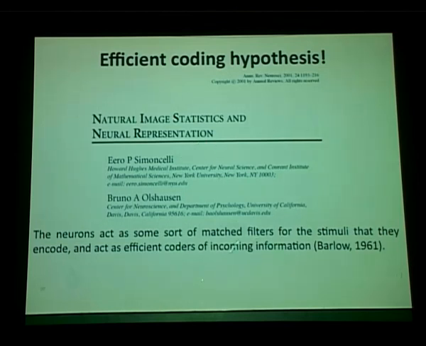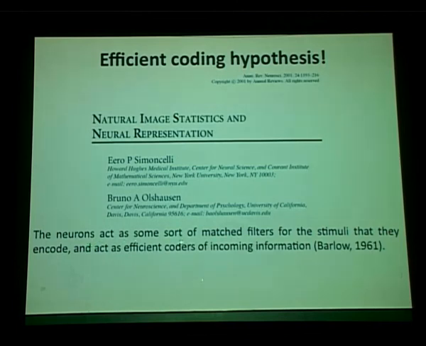There is a field on its own, the efficient coding hypothesis and natural image statistics, and how neurons represent these natural image statistics. It doesn't restrict itself, of course, to the visual cortex. There are extensions to various different sub-senses. This idea comes from Horace Barlow, as I said.